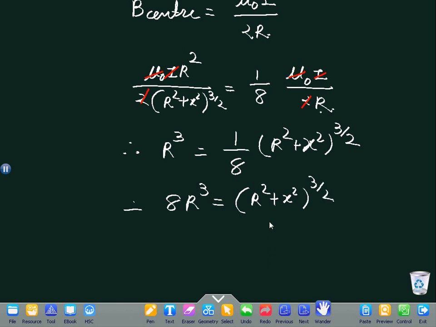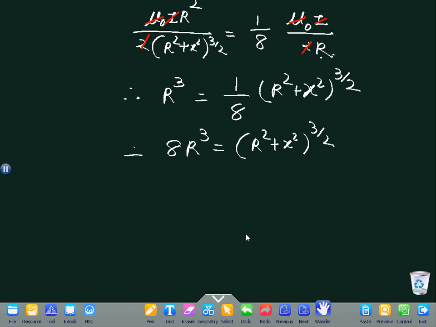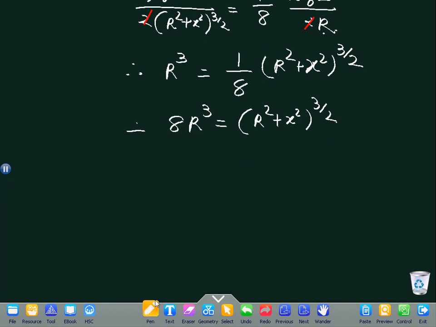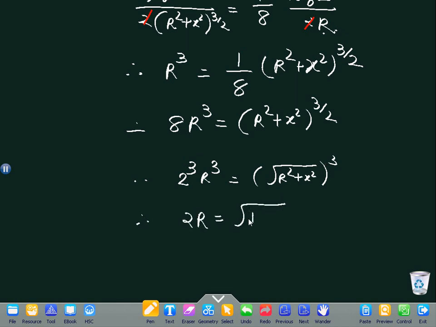Now from both the sides you can see that there is a cube, and there is a square root as well in the right side. So 2r whole cube, and square root of r square plus x square whole cube. So this cube will cancel, and so it is 2r is equal to square root of r square plus x square.